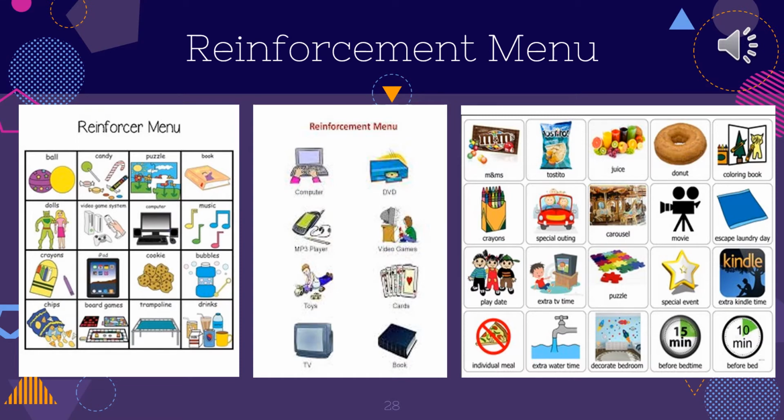One thing that isn't included in these reinforcement menus that would be beneficial to include would be the cost of each item. For example, it should state how many tokens are necessary to exchange for each item, such as 5 tokens are required for M&Ms, whereas 10 tokens might be required for a movie.